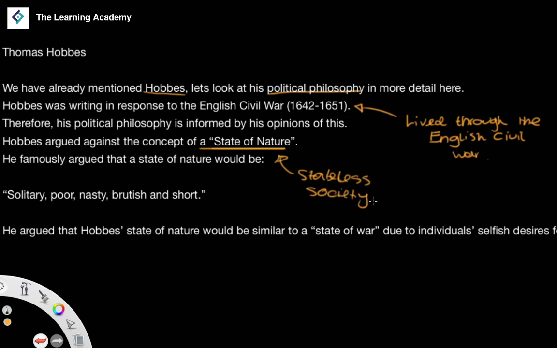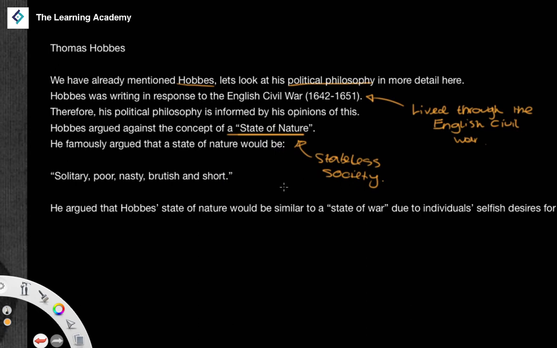We already know the key quote from his work Leviathan, which is that life in the state of nature, life in a world without any kind of formal hierarchical structure, i.e. a state, would be solitary, poor, nasty, brutish, and short. And there's a very long quote as well. This is the last part of a very big paragraph of things that would go wrong in a state of nature. And again, if you want to see me go through that, go and watch that video on the state of nature on the channel.